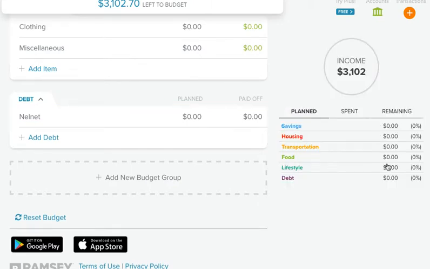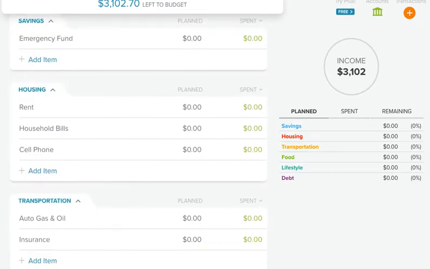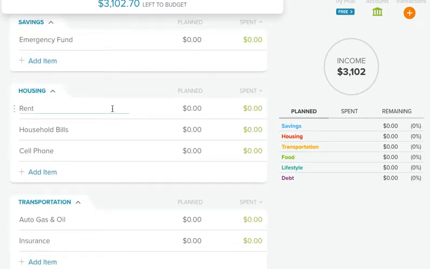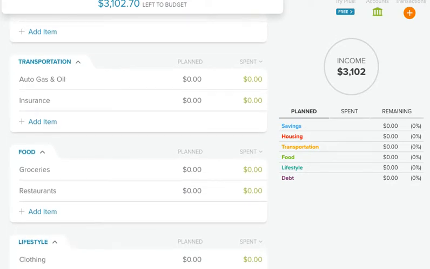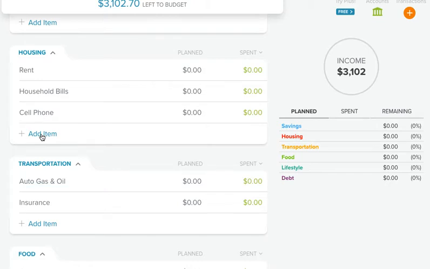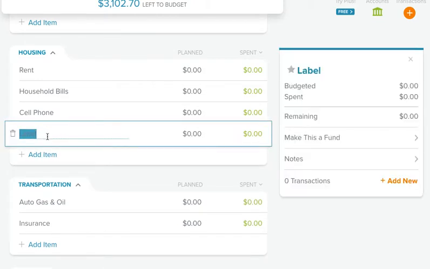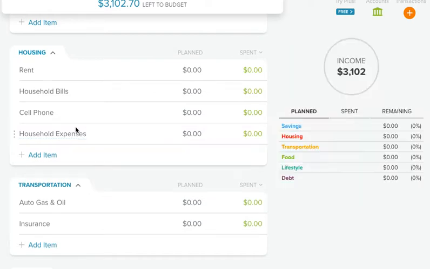So I'm just going to go ahead and check the categories to make sure that I have every single one that I need. So I have rent, and then I have my household bills. I have my cell phone, groceries, restaurants. I'm actually going to add household expenses. I'm going to know what this is, but basically this will have to be toilet paper, toiletries, things like that. So I'm just going to go ahead and put that there.